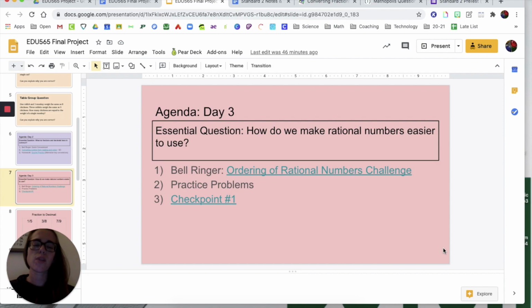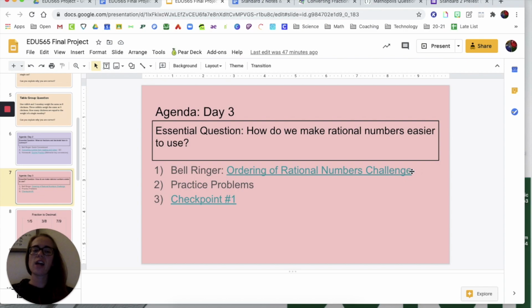After they complete the challenge, we have a little discussion of what were some of those effective strategies, and why do we need to be able to convert back and forth. Because there are some situations in the real world where fractions are more useful, and there are some situations where decimals are more useful. So we want to know the comparison between them.